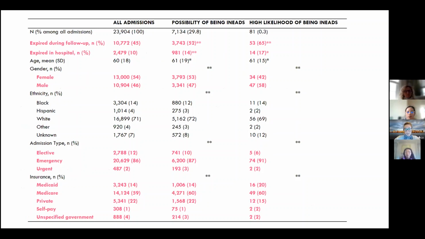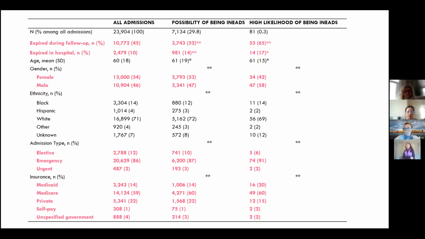think have a possibility of being in needs based on having at least one of the categories identified, and the patients who we think have a high likelihood of being in needs based on having 4 or 5 of the categories identified. So we could see that the people who were more likely to be in needs were more likely to die during the follow-up period, which I believe is 4 years following discharge. They were more likely to expire while hospitalized. They were more likely to be male. They were more likely to have come in for an emergency versus an elective procedure.